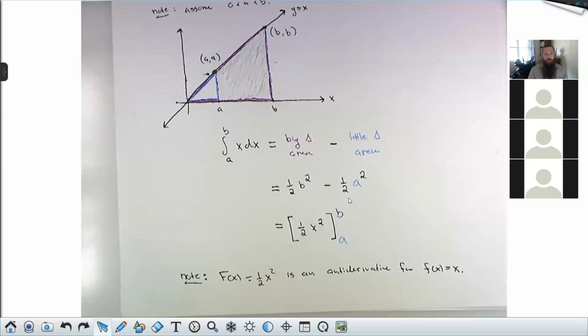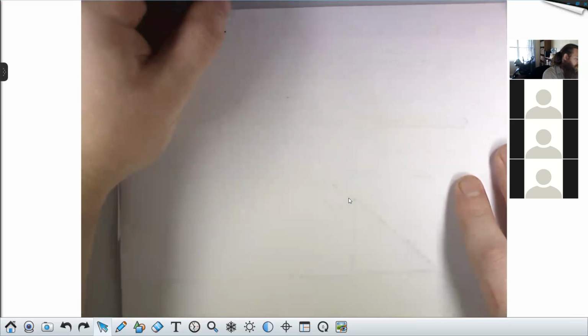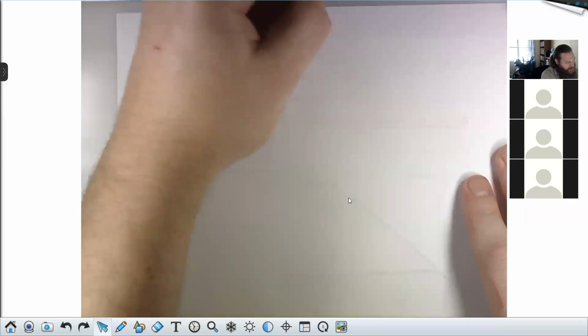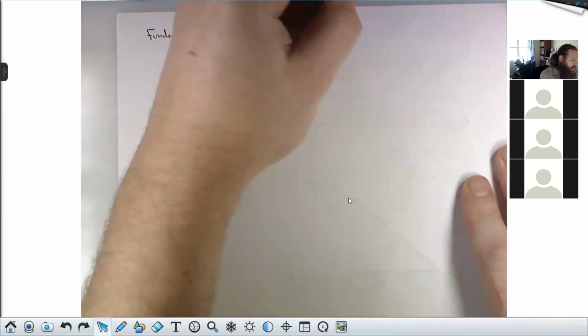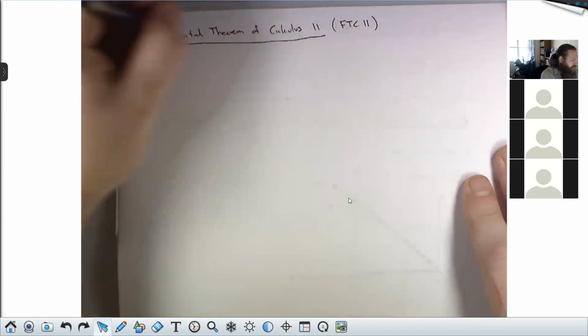In fact, this is so important that not only is it what we're going to be doing for the rest of the semester, it's what you're going to be doing for the first half of Calc 2. So let's go ahead and say it. FTC2. Fundamental theorem of calculus. You will see me and hear me abbreviate it as FTC2 quite often, because it's a bit of a mouthful.